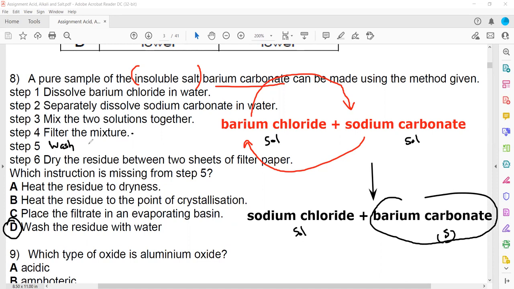tissue paper. So whenever you are preparing an insoluble salt, mix the two solutions, then filter to remove the salt, and after filtration you will wash and dry by using a tissue paper or a filter paper. Is it clear? Question 8. Any doubt in this?